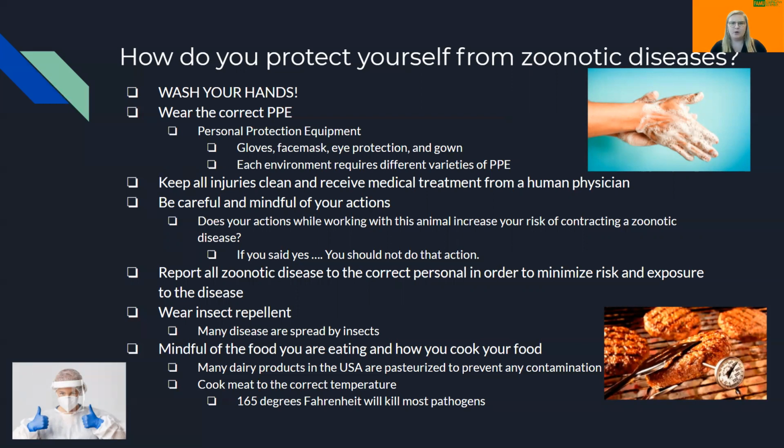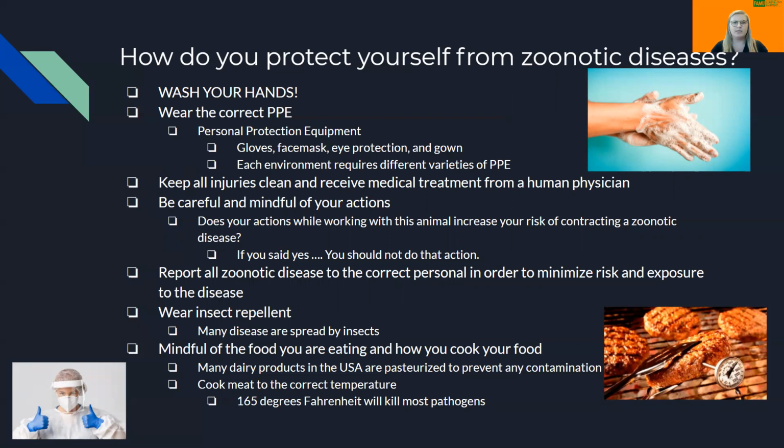If it's your pets at home, those are some things that you can pick and choose if necessary, but you still want to be clean. If you're going to wear the same pair of boots, make sure you wash them. Each environment requires different varieties of PPE, so figure out what is necessary or appropriate for that environment.